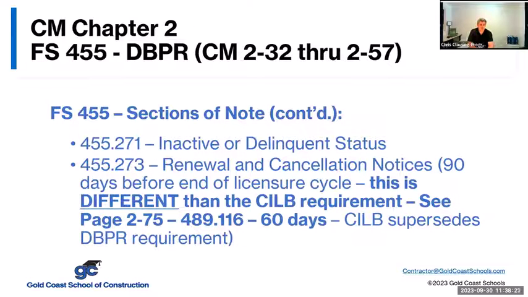271, that's the inactive or delinquent status, renewal or cancellation notices. And you'll see here, again, something that's kind of different. The DBPR says you have 90 days. They're going to start like a licensure cycle. They'll send a renewal cancellation notice within 90 days. CILB says, nope, we're going to do that in 60 days. So you'll see that difference.